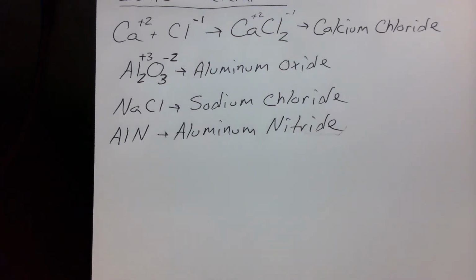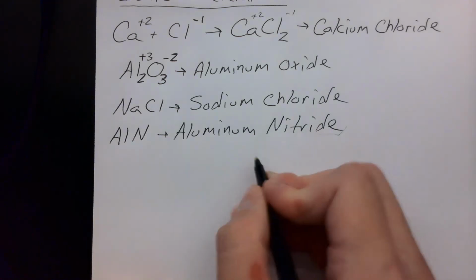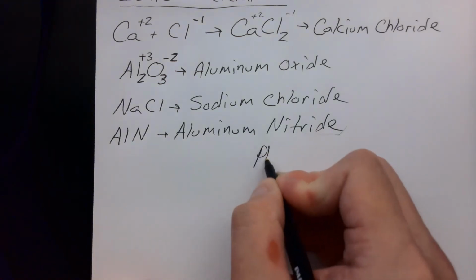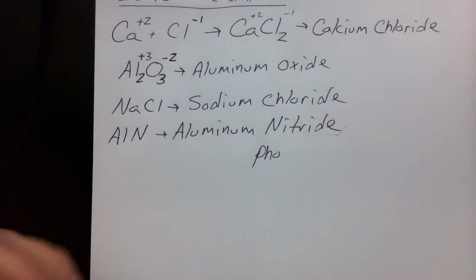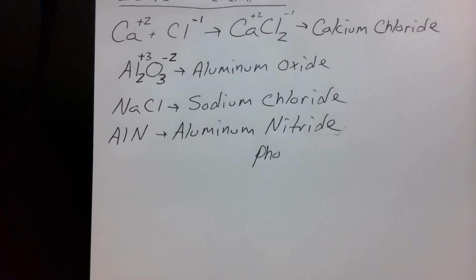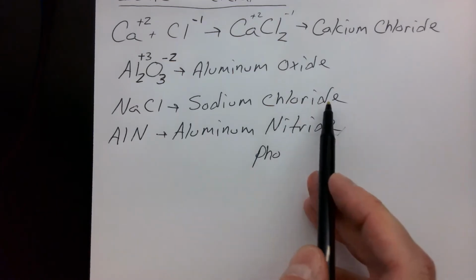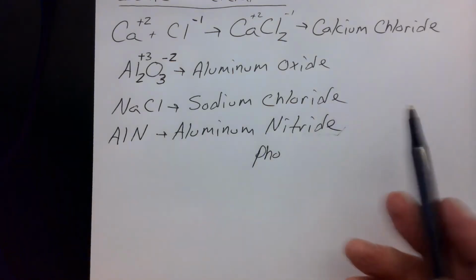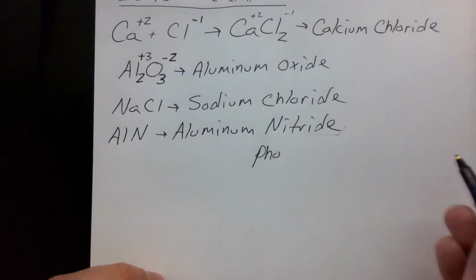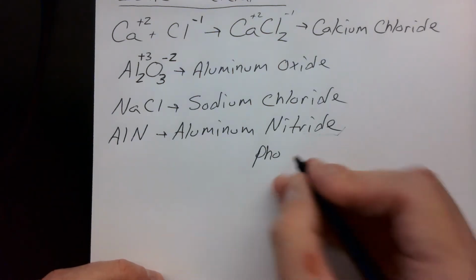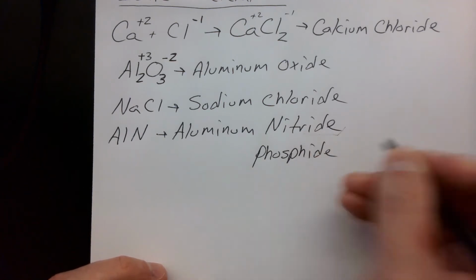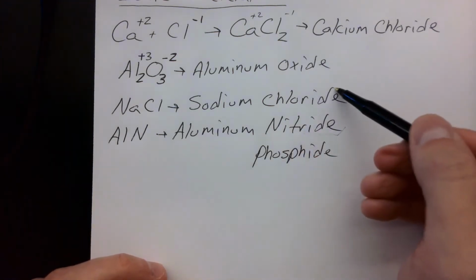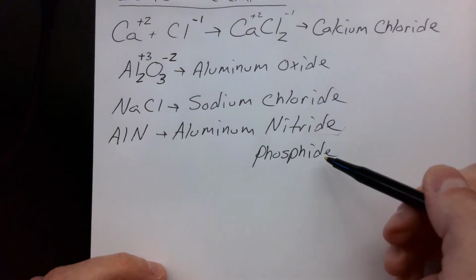Now, some people get really confused about where and how to add the -ide. Generally, it's after the first syllable. So nitride: nitrogen has 3 syllables, so you cut off the last 2. Whereas chlorine just has 2 syllables, so it's easier. Phosphorus also has 3 syllables, so it's phosphide. So it's oxide, chloride, nitride, phosphide.